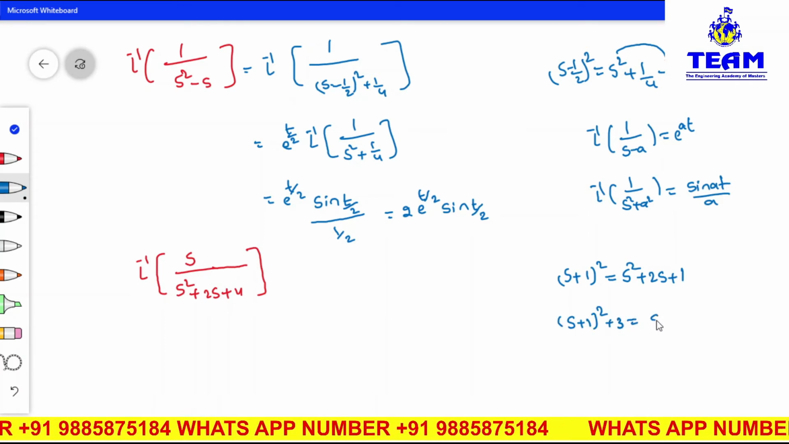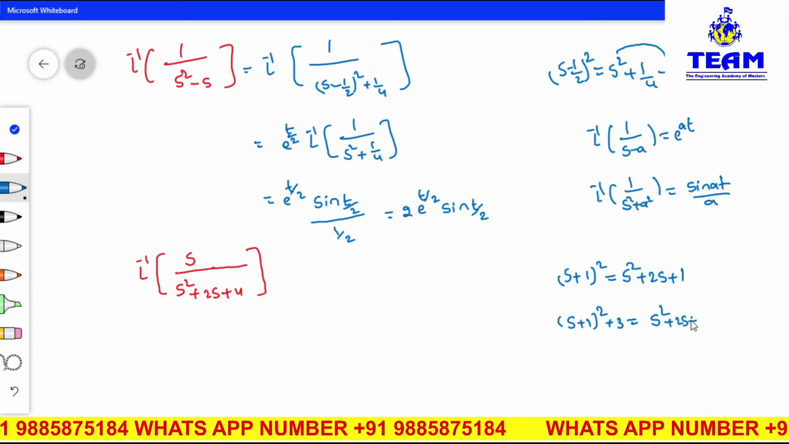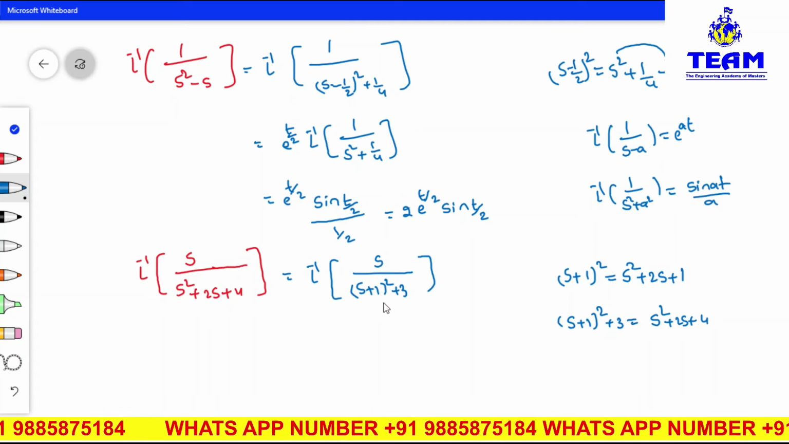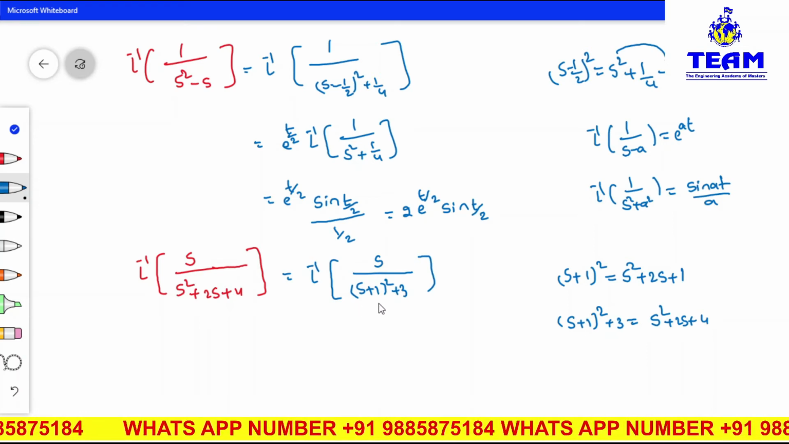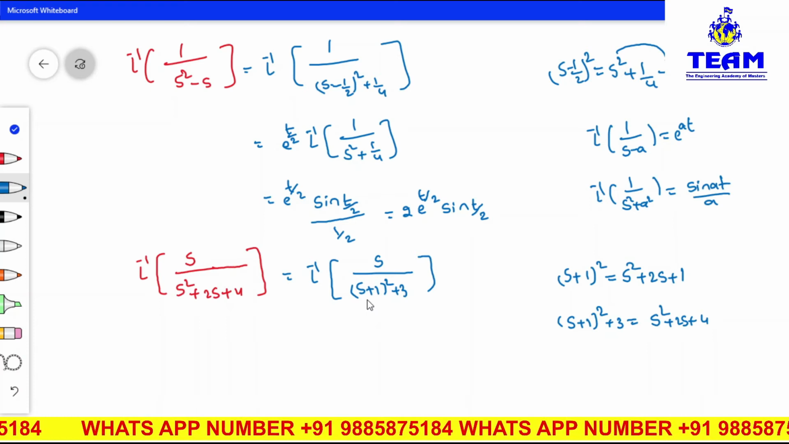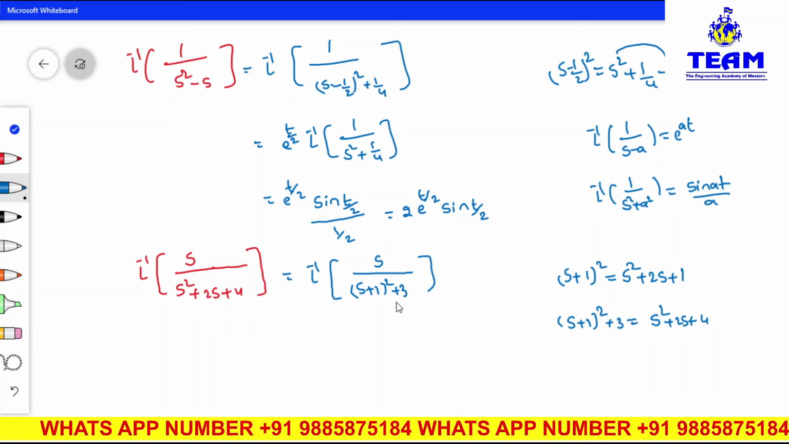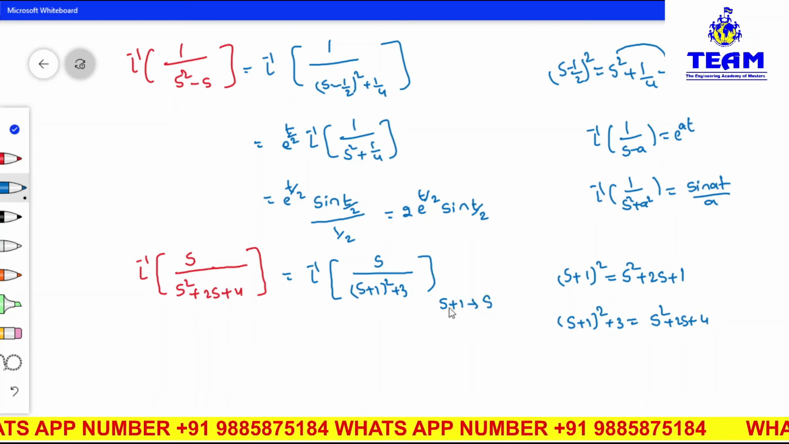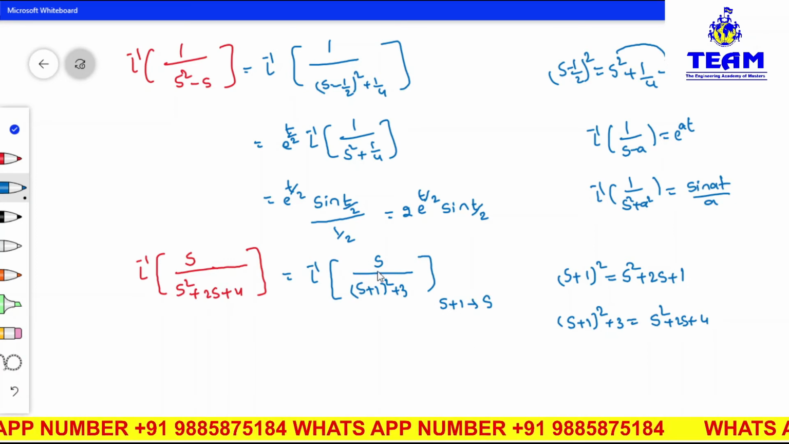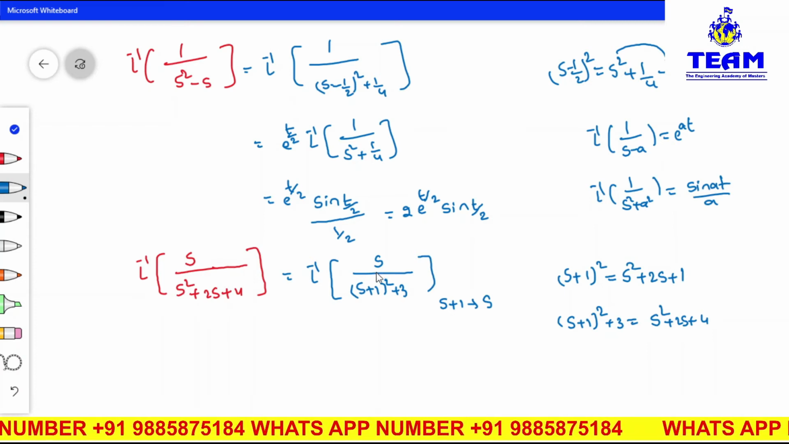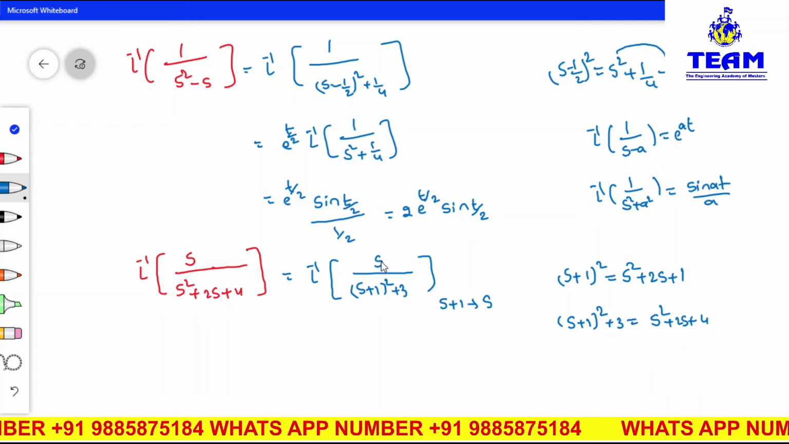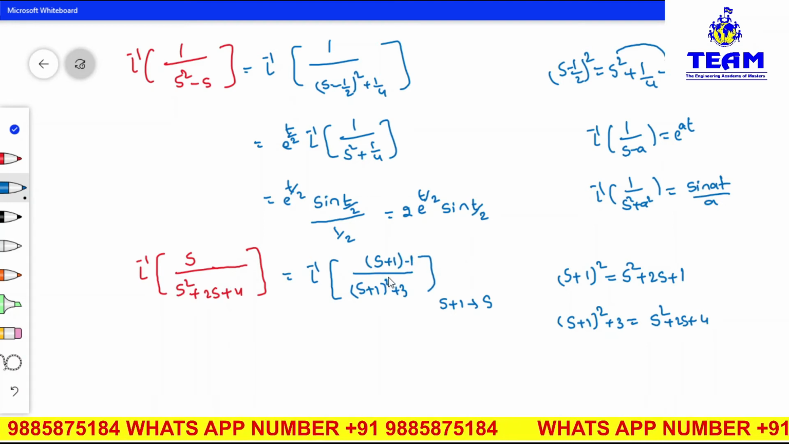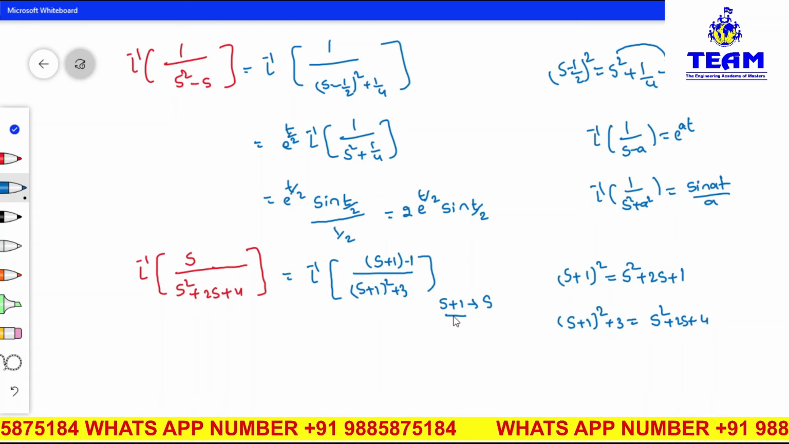If I add, then what will I get? s square plus 2s plus 1 plus 3, which means plus 4. So you can write this as L inverse of s by s plus 1 whole square plus 3. Now the denominator should be s square, but here you have s plus 1. So what to do? s plus 1 is replaced by s. But in the numerator, do you have s or s plus 1? s only. So what to do in this case? Add 1, subtract 1. Is there any change? No. Now you shift s plus 1 to s.